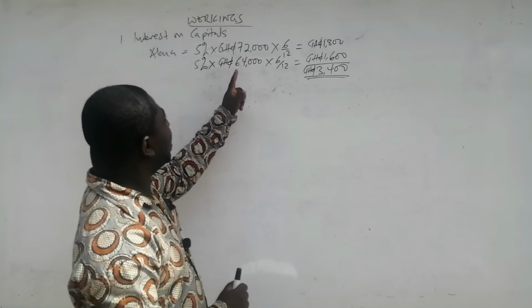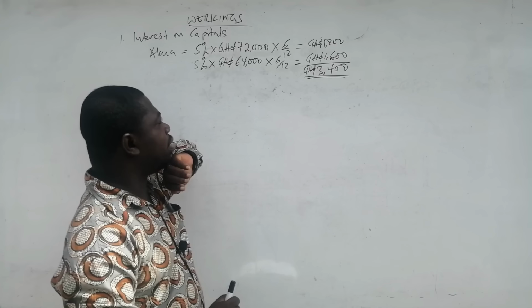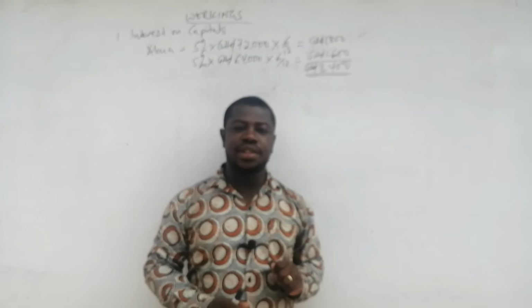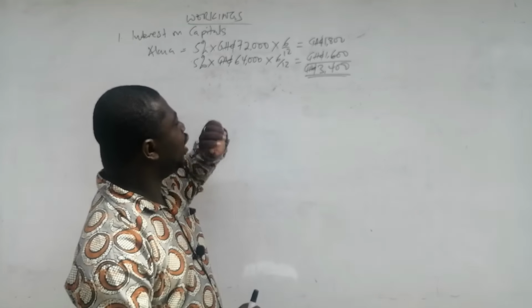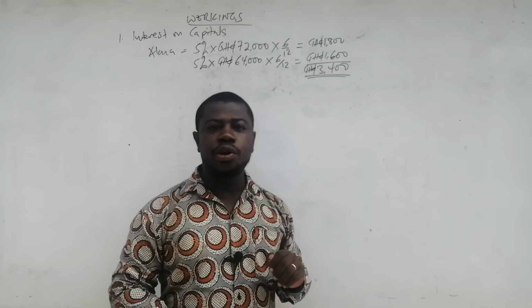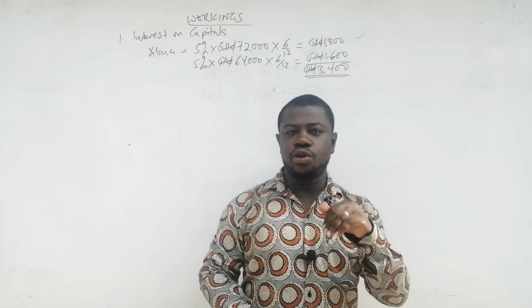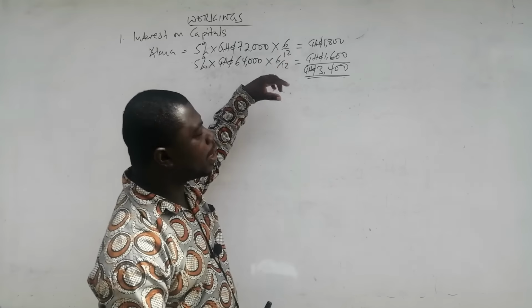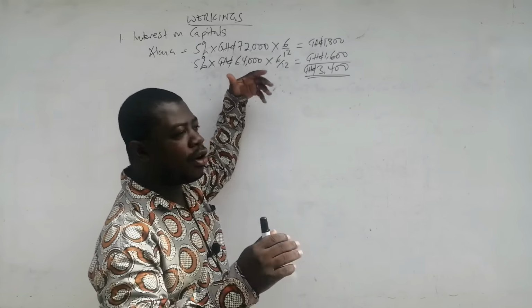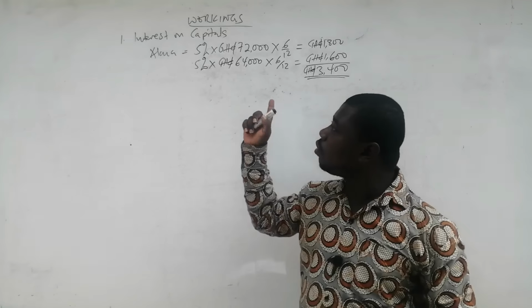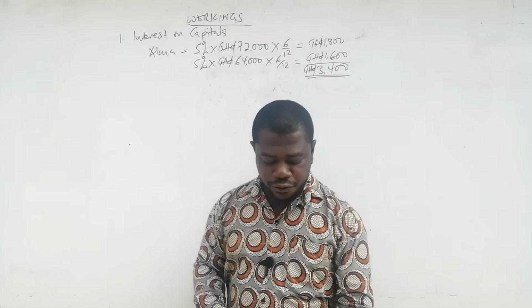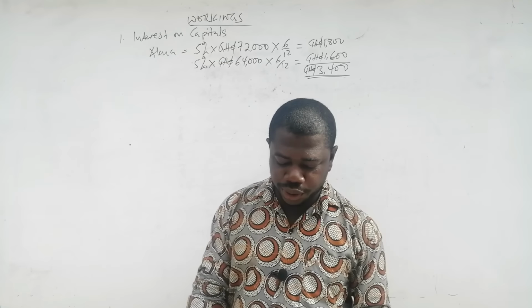Now, if you pay directly 5% on 72,000, you would have gotten 3,600. That would have been an overpayment. If you also pay only on the 64,000, you are going to get 3,200. That is also an underpayment. So you need to use the proportion method for the number of months that the capital was in the business, and then use that to calculate the interest on capital for Equia. I believe we are okay with that.